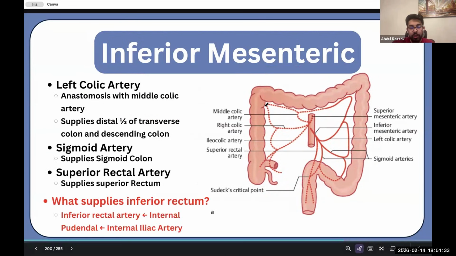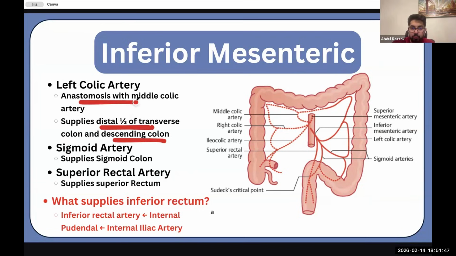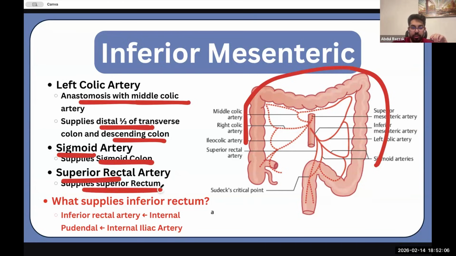So it gives off the left colic artery, just like the right colic supplying ascending, middle colic supplying the transverse. The left colic artery is supplying the distal 1/3 of the transverse colon plus the descending colon. It's also anastomosing with the middle colic artery. So all the arteries of the colon here are anastomosing with each other. They are continuous with each other, and they kind of take over for each other. Then we have the sigmoid artery. Very simple, supplying the sigmoid colon, superior rectal artery supplying the superior rectum.